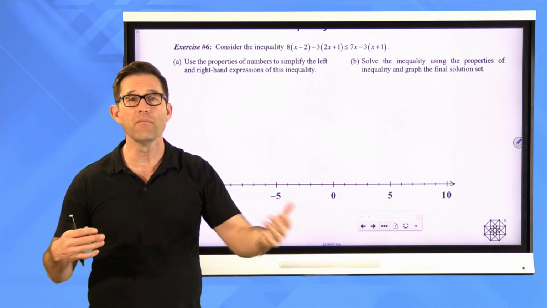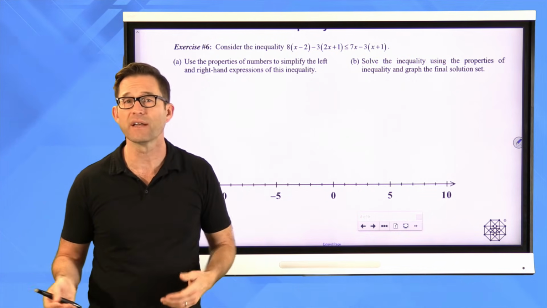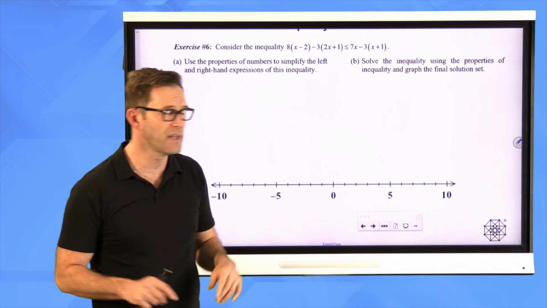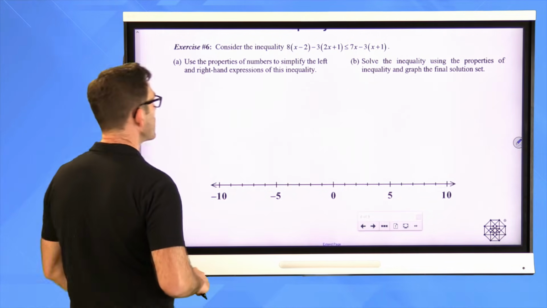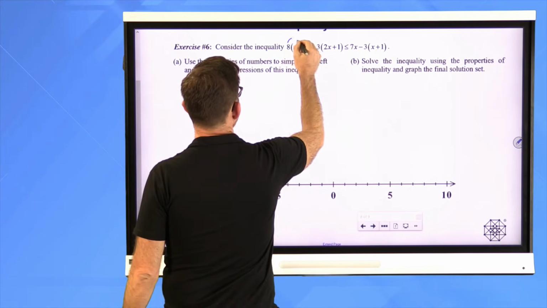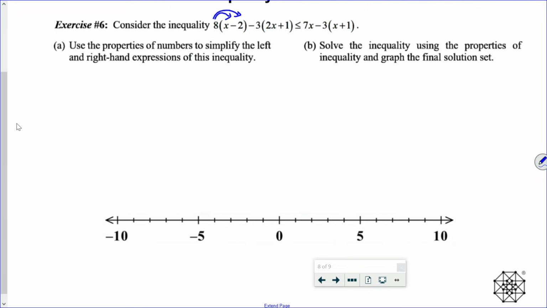But I'm not going to be multiplying or adding to both sides of the equation or anything like that. So let's do it. Let's go for this together. Right, so on the left-hand side, I'm going to start by writing an equivalent expression by multiplying through by that 8. That'll give me 8x minus 16. Be careful. Here I'm going to multiply through by a -3. -3 times 2x is -6x, and -3 times -1 is -3.